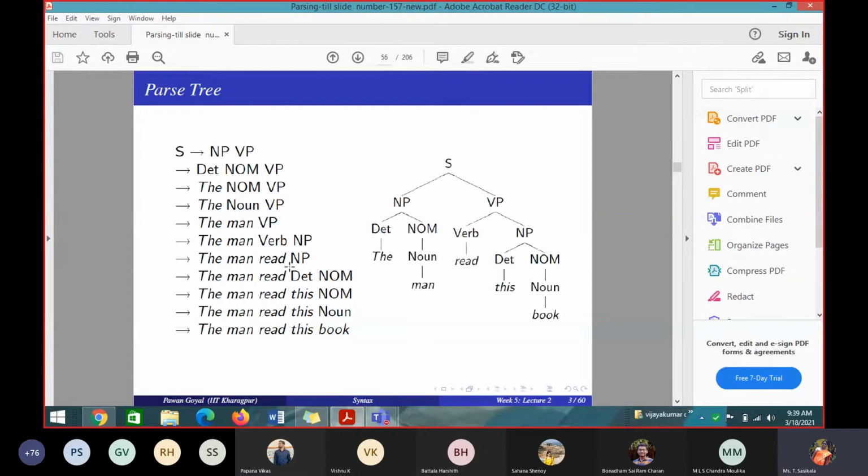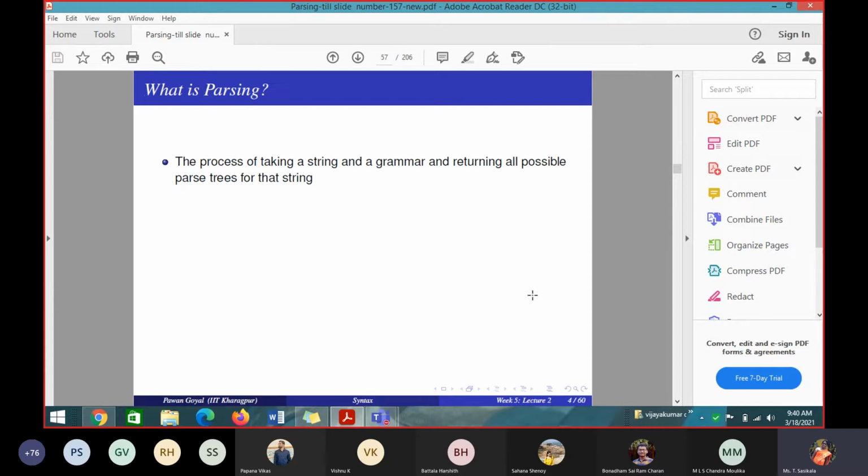Since starting with S gives NP, VP, I am able to derive this sentence. If there are any other possibilities, whether I can derive the man read this book differently, yes, you can, using these production rules. It is not only one tree that I can construct. For some grammars I can construct only one tree. For some grammars I can construct more than one parse tree. If I can construct more than one parse tree, then the sentence is ambiguous. It has multiple meanings, either this or that.